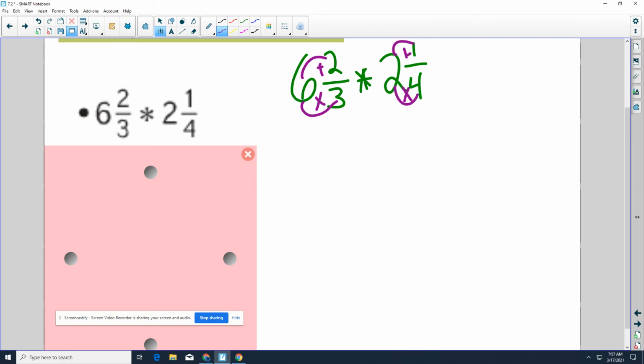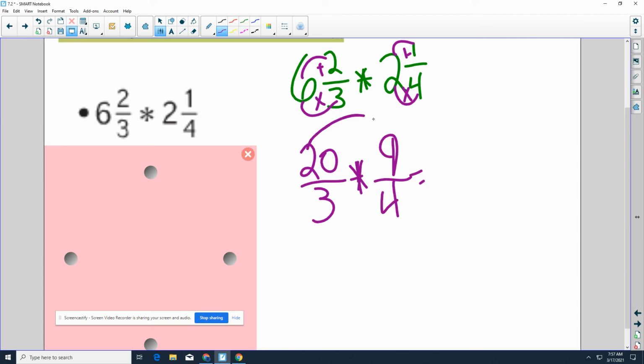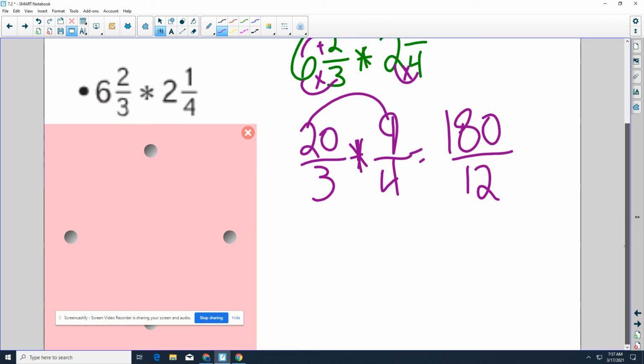So 3 times 6 is 18 plus 2 is 20/3 multiplied by 2 times 4 is 8 plus 1 is 9/4. So then I can simply multiply across. I know that 2 times 9 is 18. I have a 0, so 180. 3 times 4 is 12. Again, I don't want to leave it as an improper fraction. That's where I want to actually do some converting.